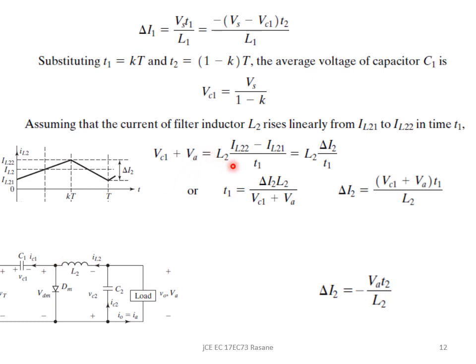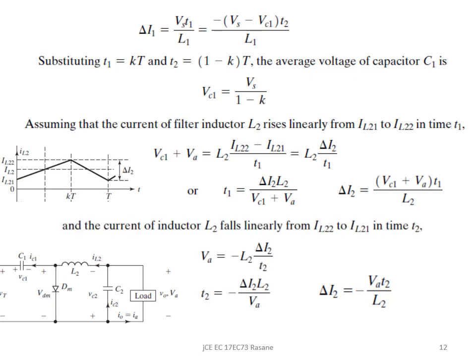So this will be equal to L2 into di by dt. So di is nothing but IL22 minus IL21 upon T1. That is equal to L2 into delta I2 by T1. Take T1 on the left hand side, I will get T1 equal to delta I2 into L2 divided by VC1 plus VA. If I take delta I2 on the left hand side, I will get VC1 plus VA into T1 by L2.